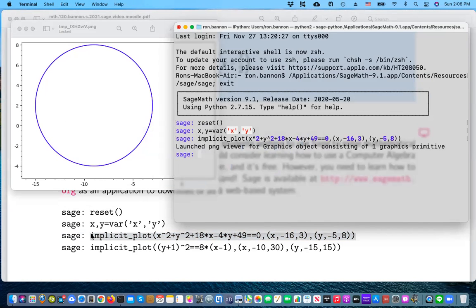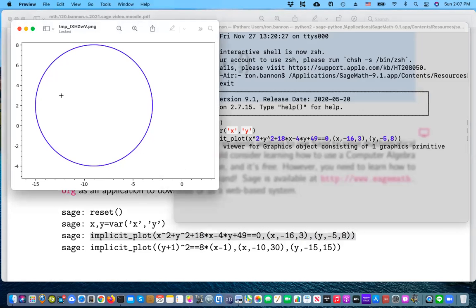Minus 4y plus 49 equals 0. Remember, the double equal sign means you have an equation. Then they say x is between minus 16 and 3, and y is between minus 5 and 8. Well, if I were looking at that, I would say it looks like it should be a circle. And what am I getting there? Well, if you look at the graph that it's producing, it is a graph of a circle.